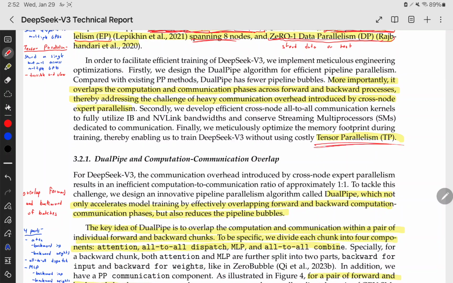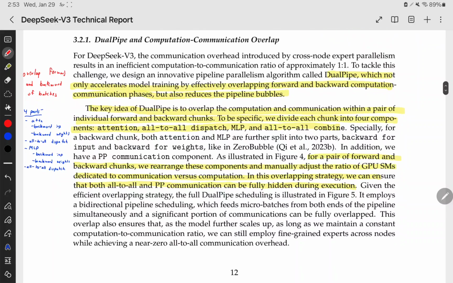They mentioned that they don't use any tensor parallelism. So that would be like if I wanted to do a matrix multiplication, I would shard that matrix. So a single matrix multiplication across multiple GPUs, which is very, very slow. And this is just bad. So they don't have any of that, which is good.